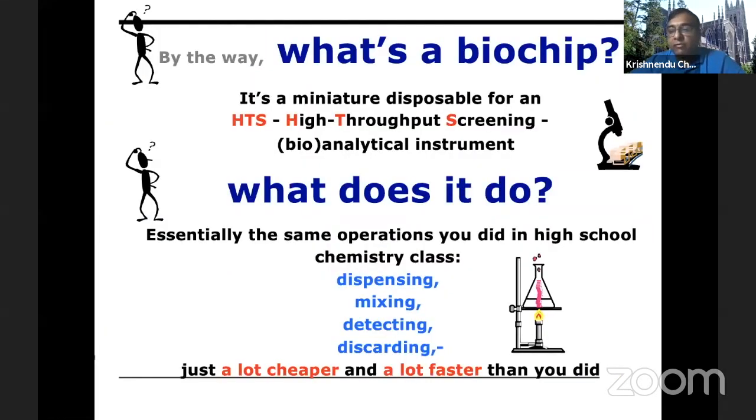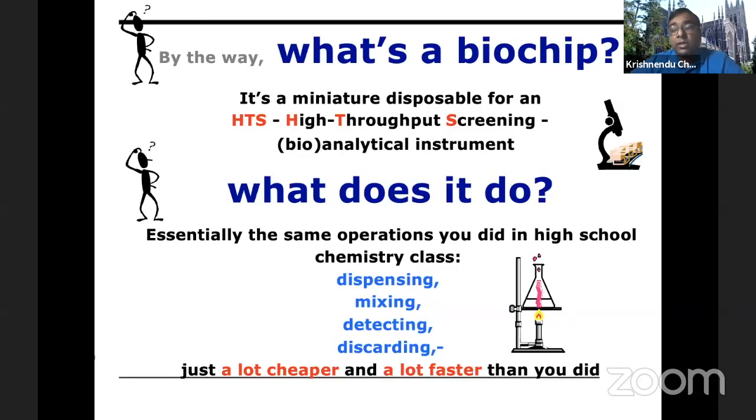So what is a biochip? I'm sure most of you haven't heard of this term before, so let me walk you through that. This is a miniature, so small, disposable. That is important. This is not meant to be used for a year or 2 years like your cell phone or your laptop. This is meant to be thrown away. So it has to be very cheap. And it does very high throughput sequencing or high throughput screening. So it's basically an instrument that does lots of things in parallel.